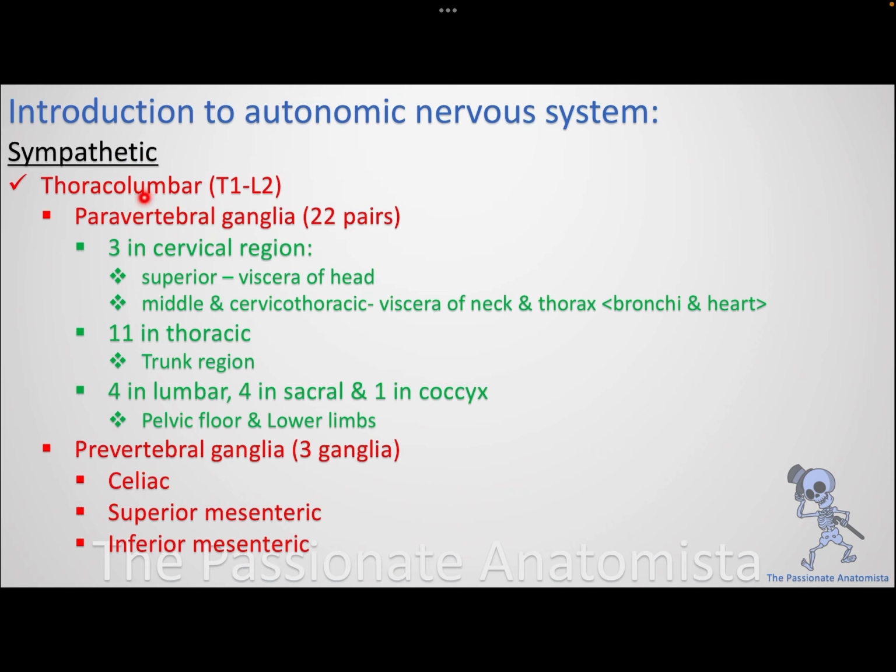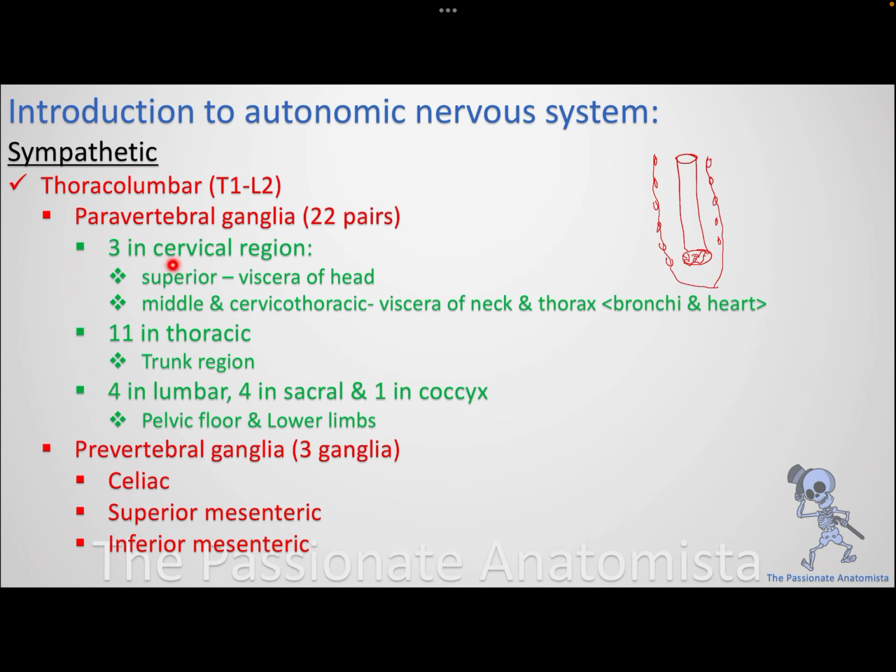The sympathetic innervation comes from thoracolumbar segments, from the T1 to L2 spinal cord segments, right? From the lateral horn of the spinal cord. So to get sympathetic innervation, if you think about your spinal cord, you would expect to see paravertebral ganglia, and together these ganglia form what we call the sympathetic chain on both sides, all right?